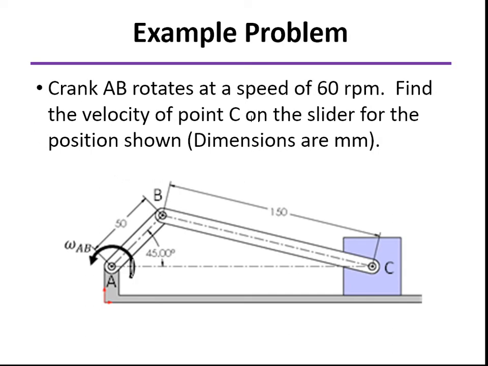This is a slider crank mechanism. And so as the crank AB rotates at a certain speed, it causes the slider, which has point C on it, to move back and forth. And BC is the connector. And so while AB is rotating about a fixed axis, BC is under general plane motion. It's rotating and translating at the same time. And of course the slider is only translating.